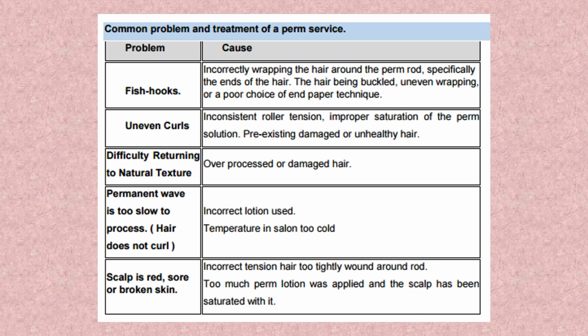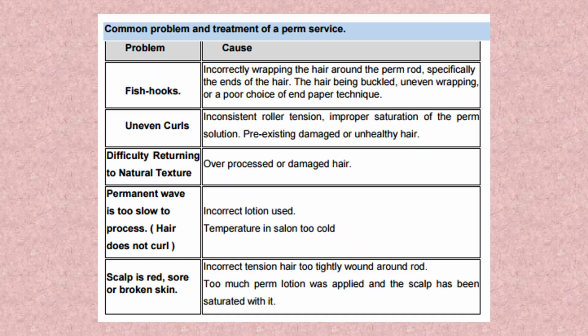Common problems and treatments of a perm service. If you have fish hooks, the cause would be incorrectly wrapping the hair around the perm rod, specifically the ends of the hair being buckled, uneven wrapping, or a poor choice of end paper techniques. When you have uneven curls, it could mean there's inconsistent roller tension, improper saturation of the perm solution, or pre-existing damage or unhealthy hair. Difficulty returning to natural texture means over-processed or damaged hair.